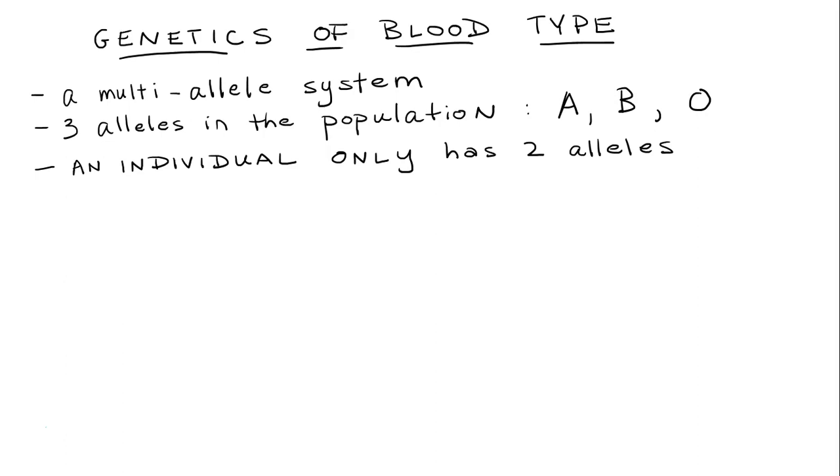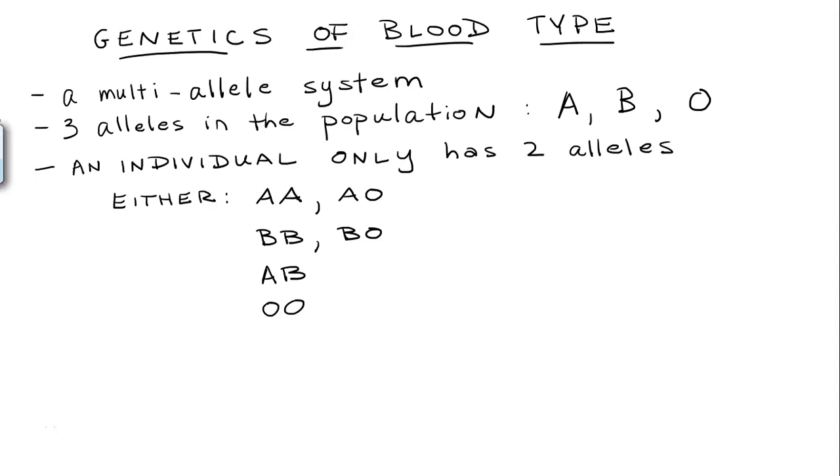What are the possibilities for what individuals can be in our population? An individual could have these genotypes: AA or AO, BB or BO. This is talking about B on one chromosome and B on the other, or B on one chromosome and O on the other. A person could have AB, an A on one chromosome and a B on the other, or could have two copies of O.